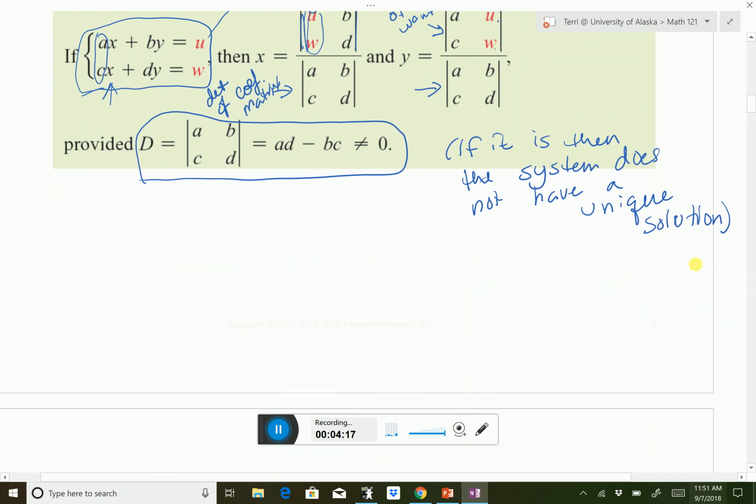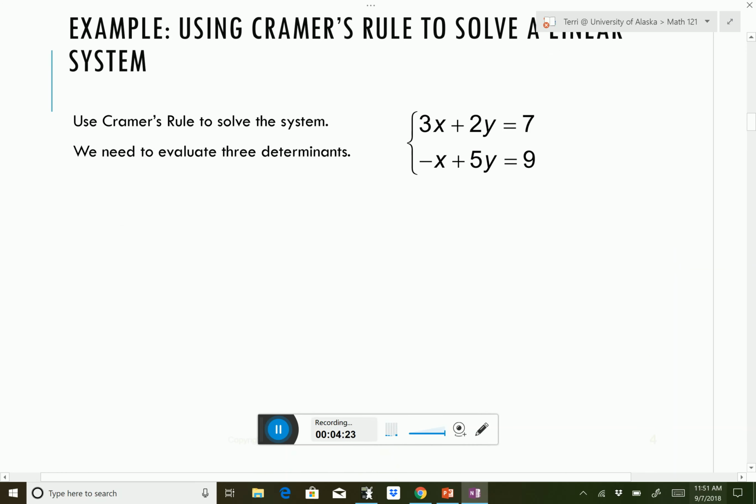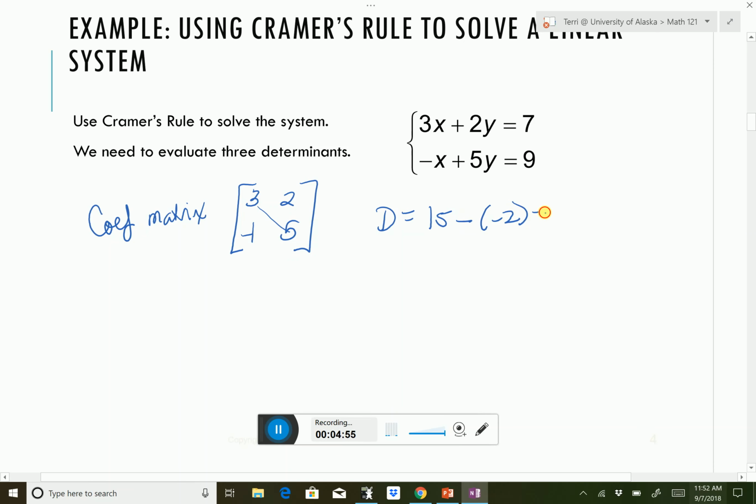Okay, so let's see this thing in action. So I want to use Cramer's rule to solve this system of equations. So the first thing we need is the coefficient matrix. So the coefficient matrix is just 3, 2, -1, 5. So now we need the determinant of this. The determinant is 15 minus -1 times 2, which is -2. So the determinant is 17.